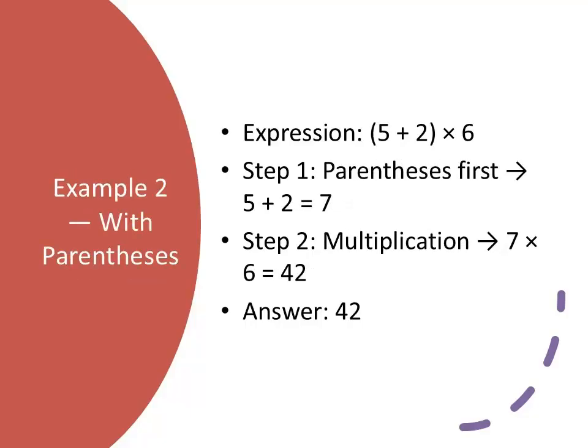Now let's see what happens when we add parentheses. The expression is (5 plus 2) times 6. PEMDAS tells us to do parentheses first. So 5 plus 2 is equal to 7. Now the expression becomes 7 times 6. And 7 times 6 is equal to 42. This gives a completely different answer than our first example. That's why parentheses are powerful.